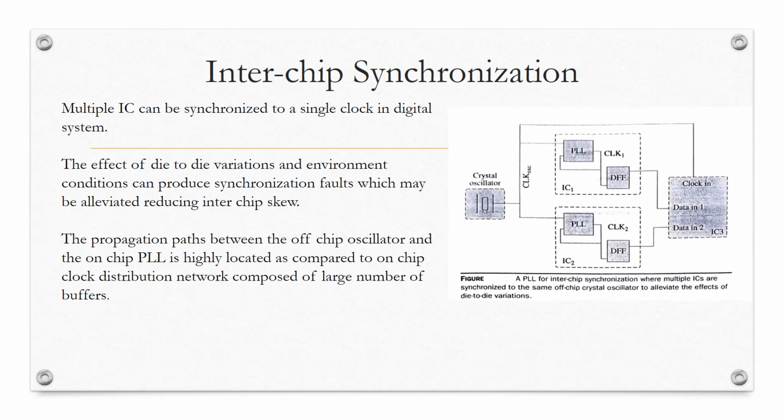This is another application of PLL, inter-chip synchronization. Here you can see two different chips which are synchronized by the same crystal oscillator. Not only that, these signals are used in another, third chip, so that chip can also be synchronized with the same crystal oscillator. Why? Because data in 1 and data in 2 are in step with the crystal oscillator. That is why the third chip can also be synchronized with the outside frequency generator, the crystal oscillator.